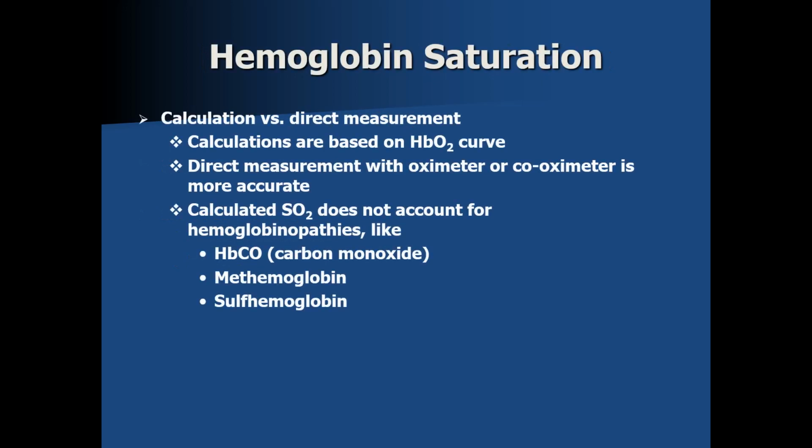The hemoglobin saturation with oxygen can be measured directly or it can be calculated. The calculations are based on the HbO2 curve. Importantly, the calculated saturation does not account for things like carboxyhemoglobin, methemoglobin, or sulfhemoglobin. But, as we will explain later, most co-oximeters also do not detect sulfhemoglobin.